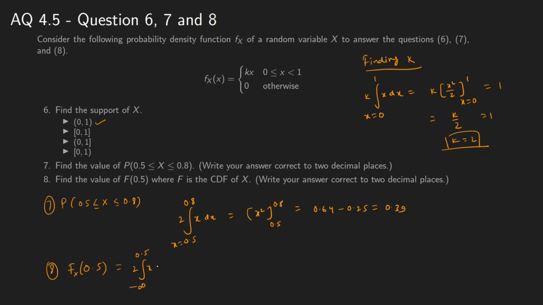So 2x dx. Instead of minus infinity, we can put 0 here, because the lowest value that x can take is 0. Actually, it cannot take value 0, but this does not make a difference, because the probability that a random variable will take any particular value is 0. So we can put x equals 0 here and integrate up to 0.5. So 2x dx. When you integrate, it will be 2x squared by 2, so x squared from 0 to 0.5. So it will be 0.25. So this is the CDF of x at 0.5.